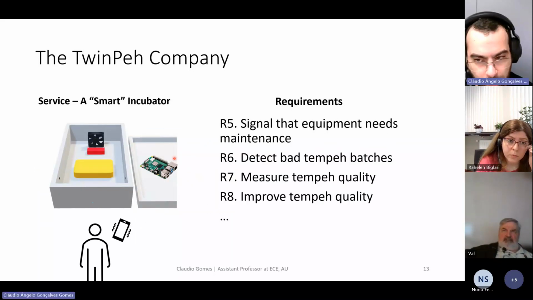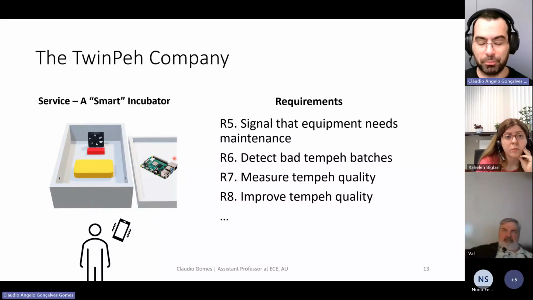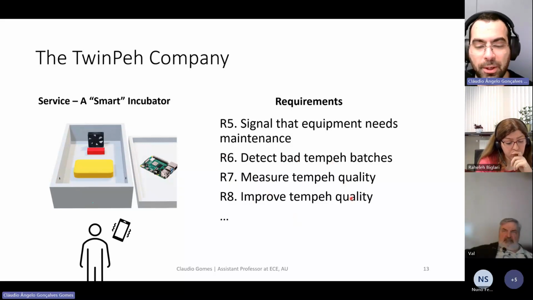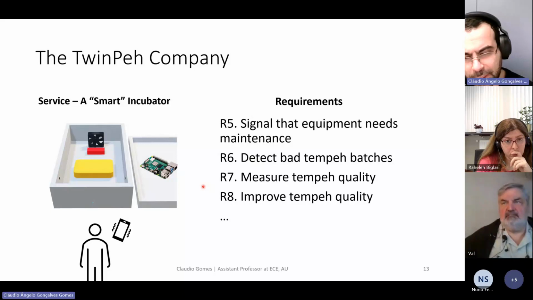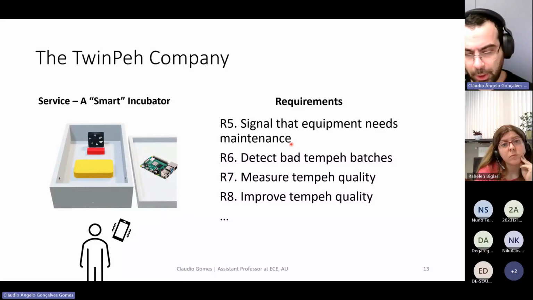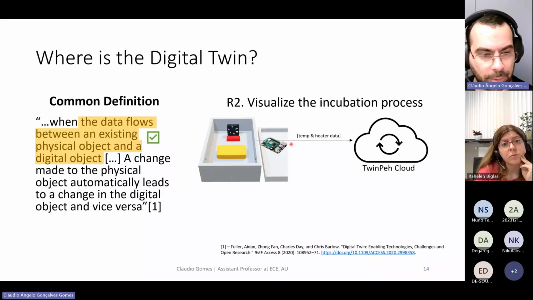Other requirements. These are a summary of the requirements we see when we collaborate with companies, right? Predictive maintenance, signal that maybe the fan is working not so well as from when the product was built, right? Detect when tempeh has gone wrong. It can happen. Measure tempeh quality. This is like a quantified version of this one, and then actually trying to figure out better control policies to improve the tempeh quality. So these are examples, and you can see a parallel between this and what's happening in the manufacturing domain as well. They're very similar. If you have a manufacturing cell, you have similar requirements.